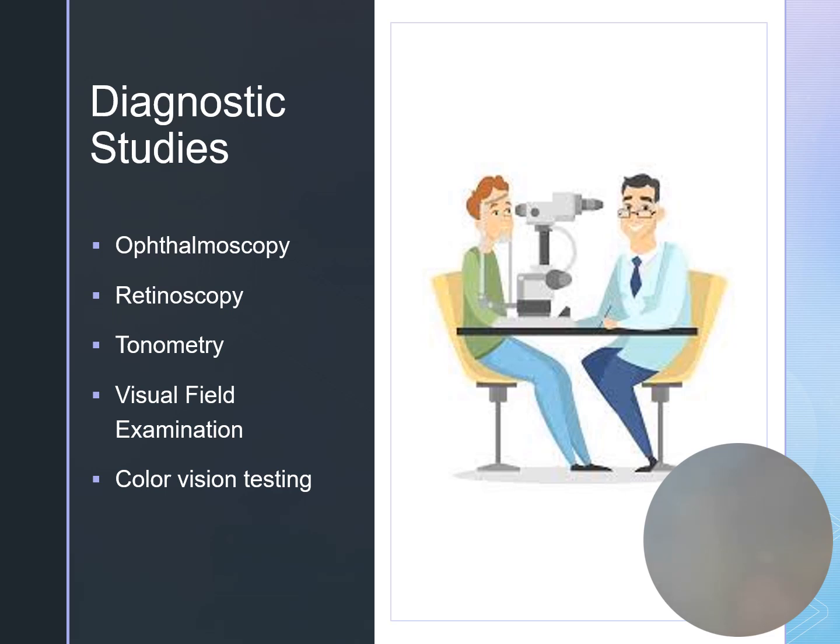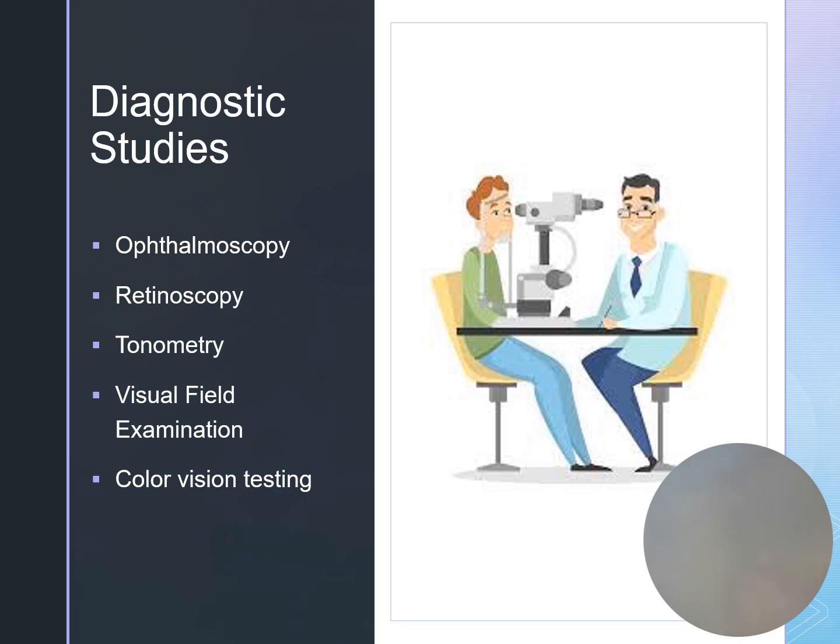We can do a visual field examination. This will help us test peripheral vision and any gaps in it. We can do the visual field change associations to test for glaucoma, stroke, brain tumor, or retinal detachment. We can do color vision testing, which will determine the client's ability to differentiate colors.